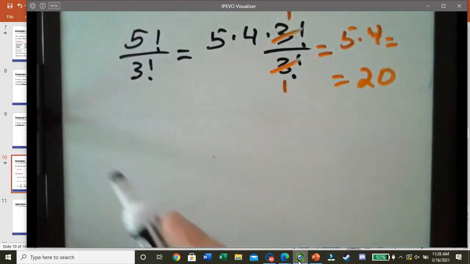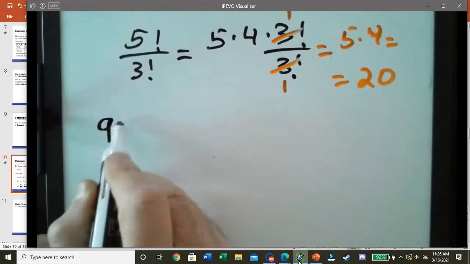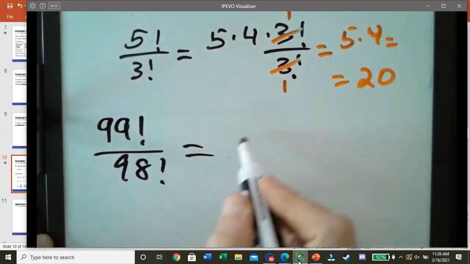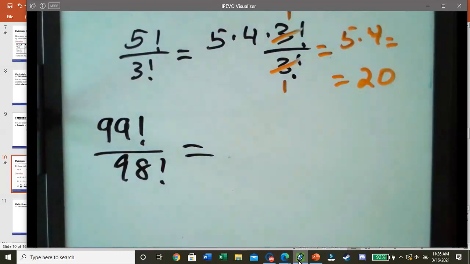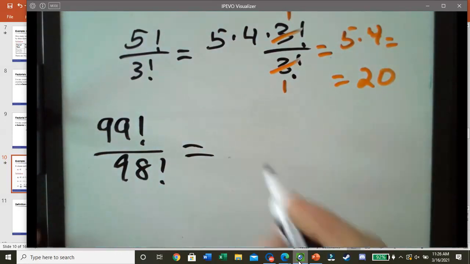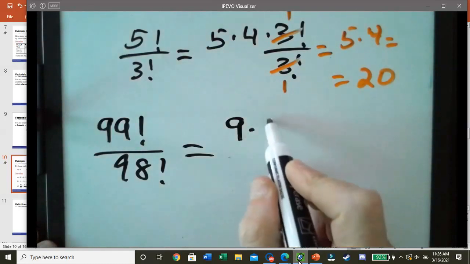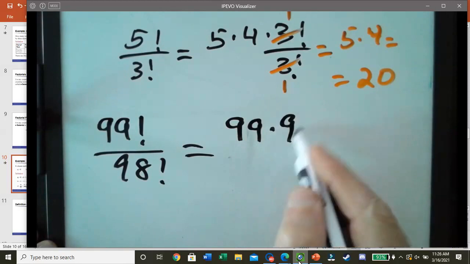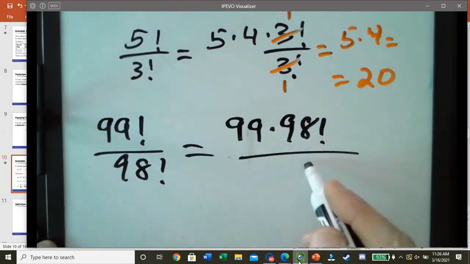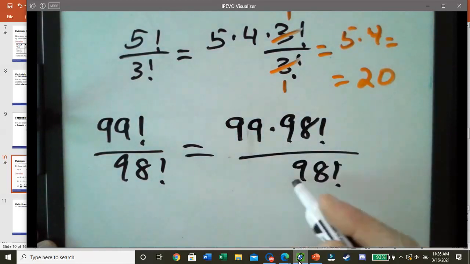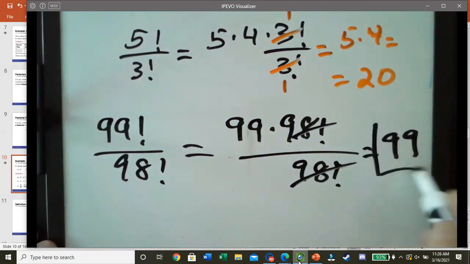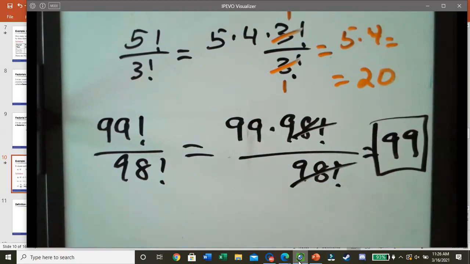So for example, if you had 99 factorial over 98 factorial, instead of writing out 99, 98, 97, 96, 95, all the way down, you could say, all right, 99 times 98 factorial over 98 factorial, cancel the 98 factorials out, and you just get 99. Okay? Questions there?